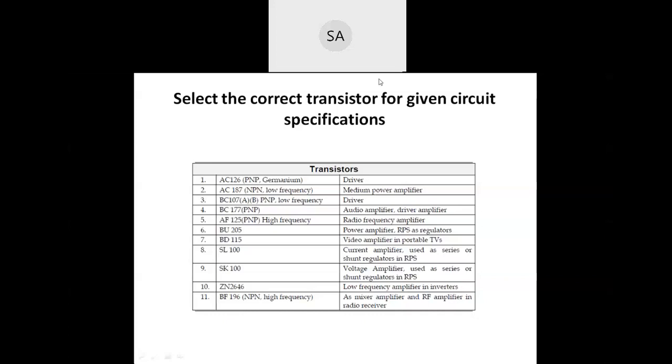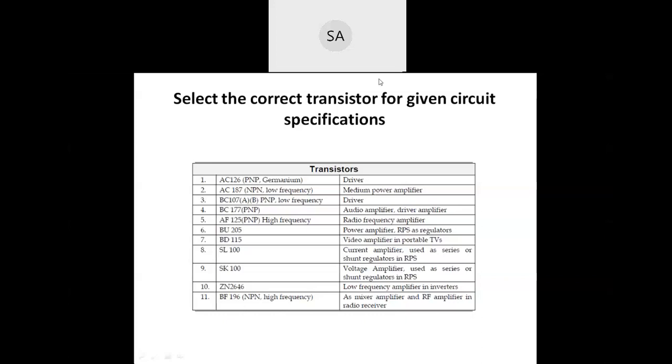And ZN2646, this is used for the low frequency amplifiers in inverters. Low frequency amplifiers, so this will be used in the inverters. And SL100 and SK100: SL is used as the current amplifier and SK will be used as the voltage amplifier in the RPS.